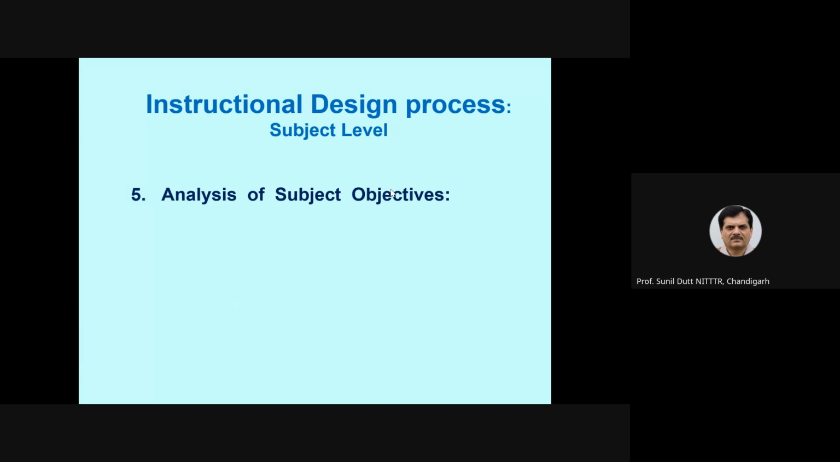Next is analysis of subject objectives. So analysis of subject objectives consists of three kinds of analysis. Firstly, it is the information processing analysis, preparing a flow chart. The purpose is to reveal the mental operations which make possible the observed performance of the students, indicating that they have mastered the objective.